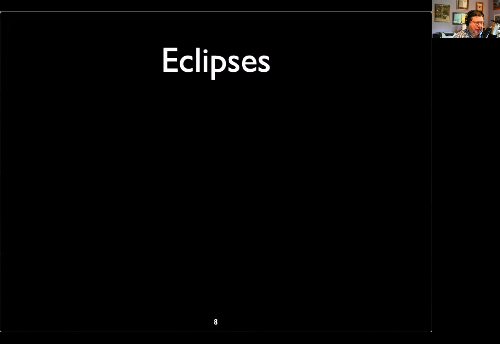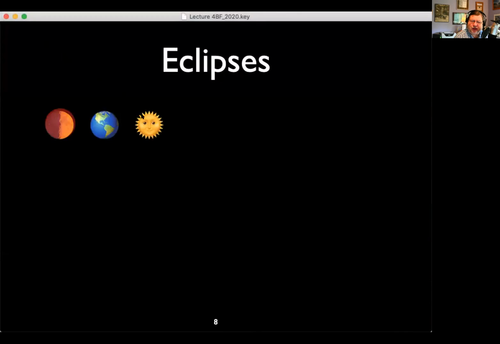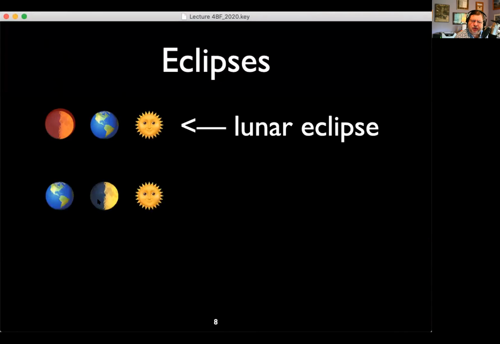Now we're going to talk about eclipses. So this is where the Earth blocks the light going to the moon. We call that a lunar eclipse. And where the moon blocks the light coming to the Earth, we call this a solar eclipse.